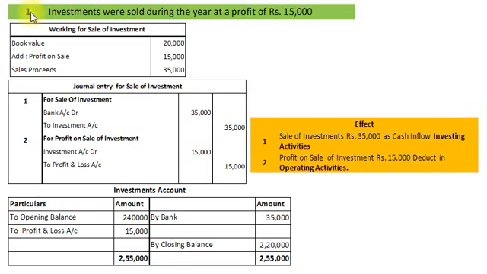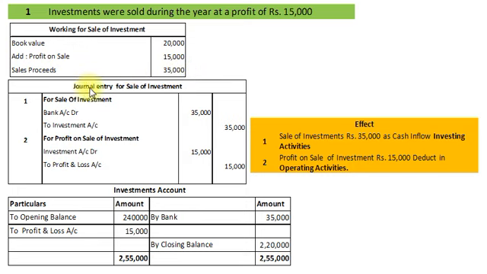Let us solve adjustment number 1. Investments were sold during the year at a profit of rupees 15,000. Here is the working for sale of investment. Book value of investment sold rupees 20,000. This is by difference between opening and closing balance, rupees 20,000. Add profit on sale rupees 15,000. So our sale proceeds of investment amount to rupees 35,000.